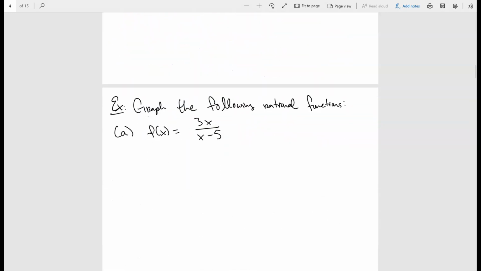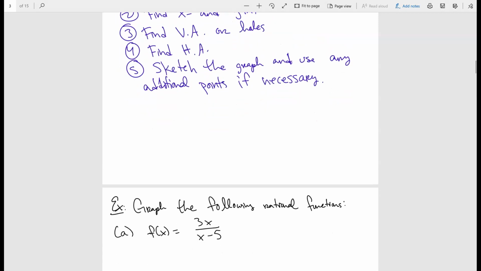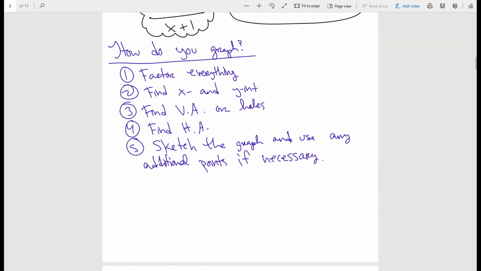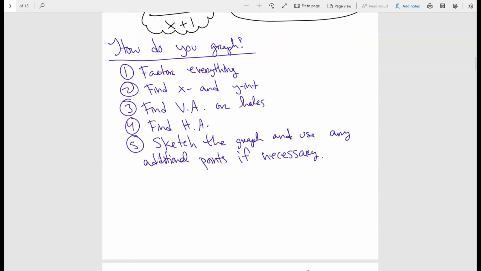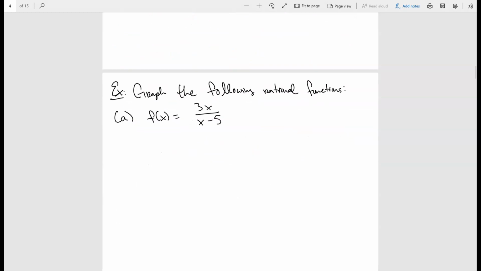So notice that there's no factors. We can't factor anymore, so we're done. Okay, so then the next thing is to find the x and y-intercepts. So why don't we try to do that? Usually, I like to find the, you can also find the vertical asymptotes first as well. It doesn't really matter. So let's find the x and the y-intercepts.